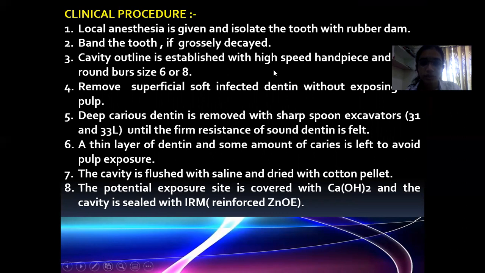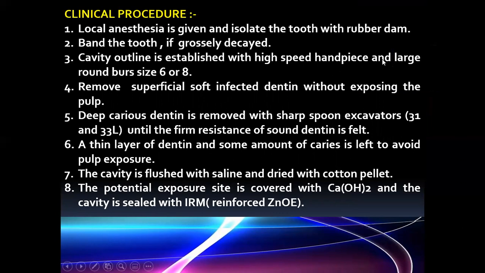The cavity outline is established with a high speed handpiece and a round bur size 6 or 8. So first the superficial soft infected dentin is removed without exposing the pulp. The deep caries dentin is removed with a sharp spoon excavator until firm resistance of sound dentin is felt. A thin layer of dentin and some amount of caries is left to avoid the pulp exposure. So we should be very careful.